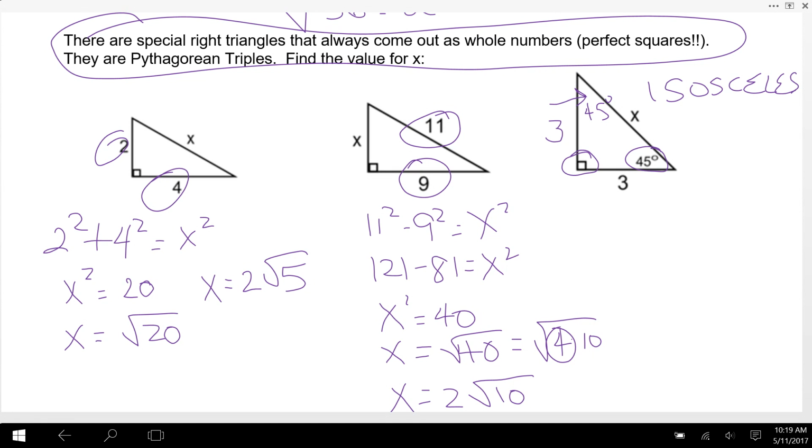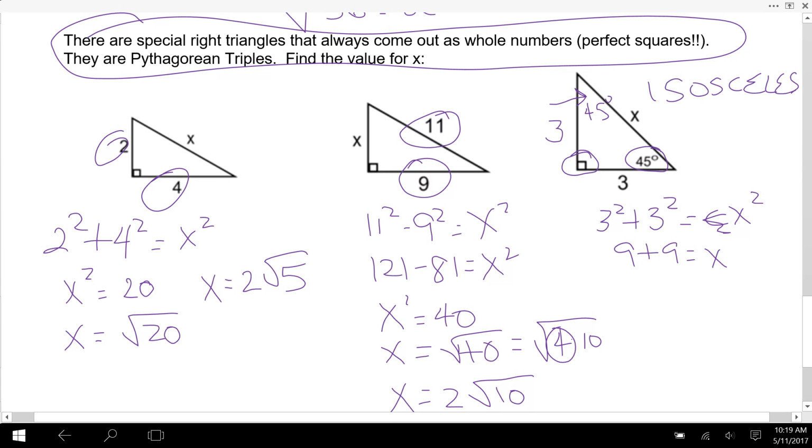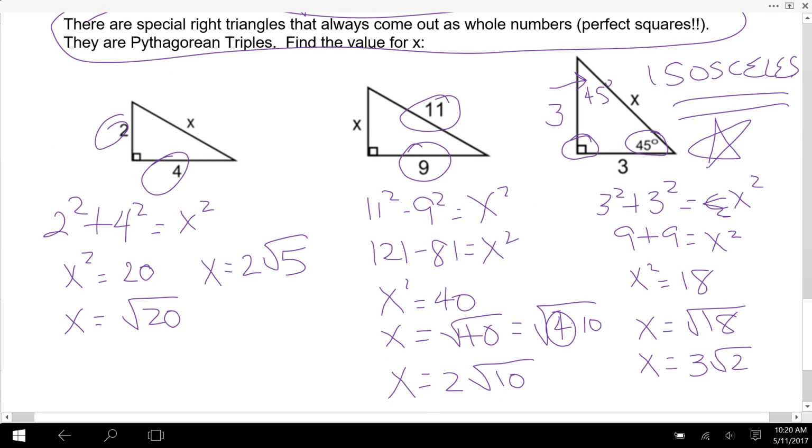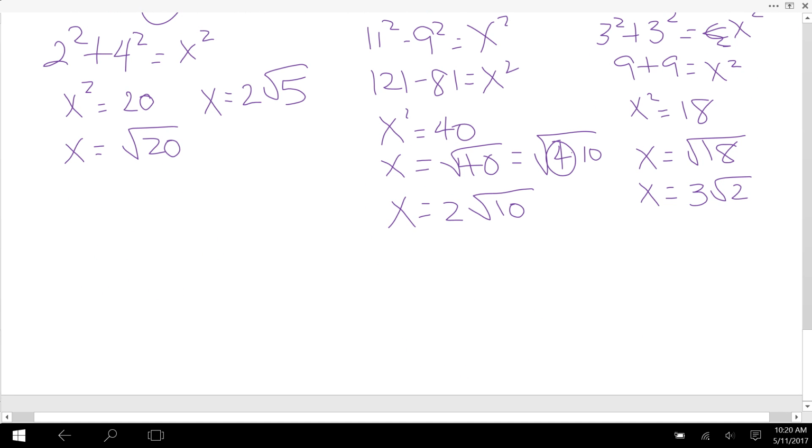So I'm looking for x, and I have 3 squared plus 3 squared equals x squared. 9 plus 9 equals x squared. X squared equals 18. X equals square root 18. X equals 3 square root 2. Isosceles triangles are special triangles, and I'll start with an easier one, and you can hopefully see the pattern.